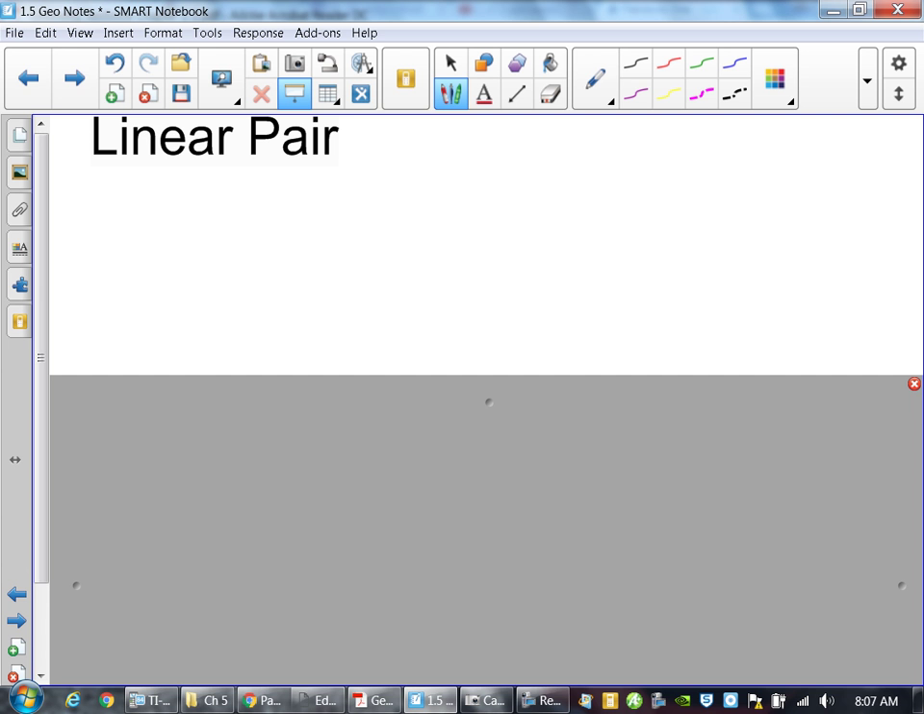Remember, we're talking about angles today, okay? So a linear pair is going to be a pair of angles that form a line. I'll go with the diagram first for you. Two angles that are adjacent to one another form a line. That's it. Angle 1 and angle 2. So two adjacent angles that form a line.